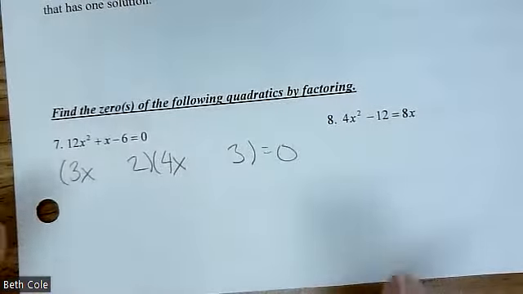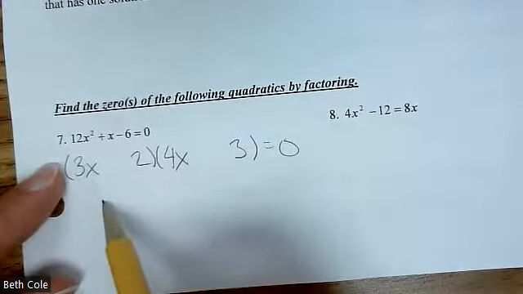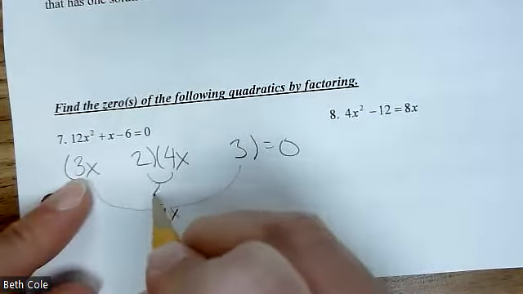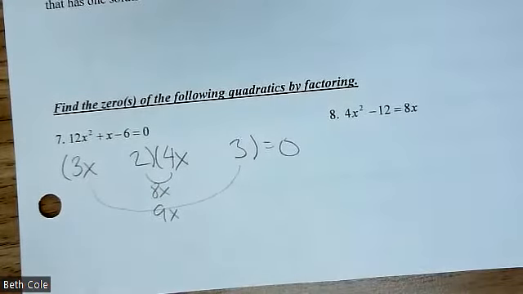You sounded confident, so I think you might have already figured it out. What do the outsides give you? Good, 9x, and the insides. Oh my gosh, you guessed right on the first try. I'm almost kind of sad that happened because I didn't get to model for you how to fix it, but that's okay. We guessed right.